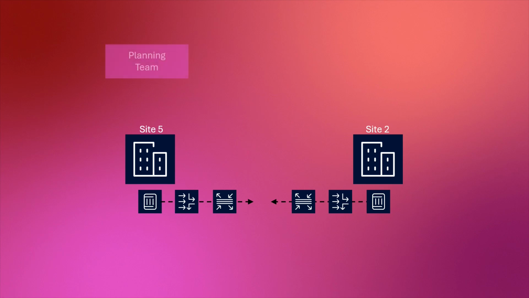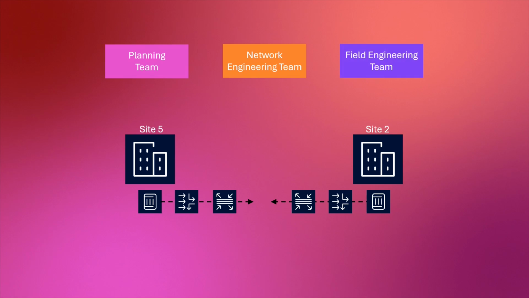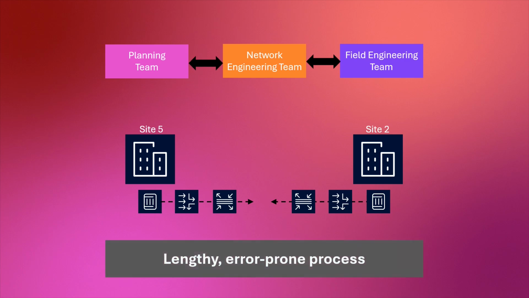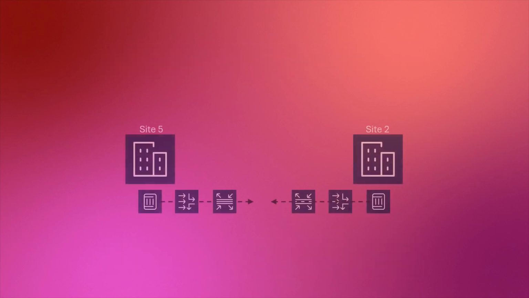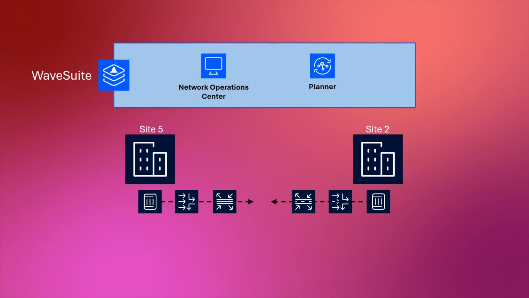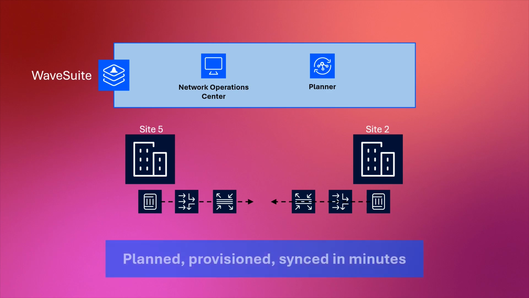This normally requires multiple teams, including planning and network and field engineering, to collaborate on activities such as offline planning, provisioning ports, optical channel frequency selection, developing MOPs, and aligning the plan design with the deployed network. Instead, using Wavesuite, the network operator can automate the process so field technicians need only insert transponders at the site locations and fiber them, and Wavesuite will transfer the planned capacity and provision it in minutes, avoiding lengthy, error-prone processes.